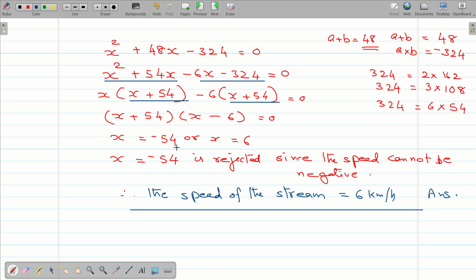Here we get the product of two linear equations, and it is equal to 0 if the first linear equation is 0 or the second linear equation is 0. If the first linear equation is 0, that means x plus 54 is equal to 0, that is x is equal to minus 54. And if the second linear equation is 0, that means x minus 6 is equal to 0, that is x equal to 6. x is equal to minus 54 is rejected since the speed cannot be negative. Therefore, the speed of the stream is 6 km/h.